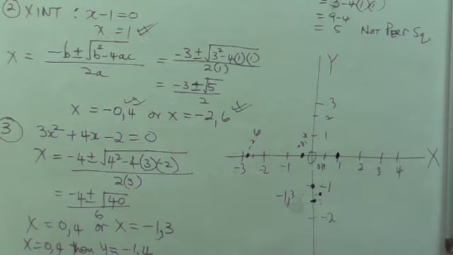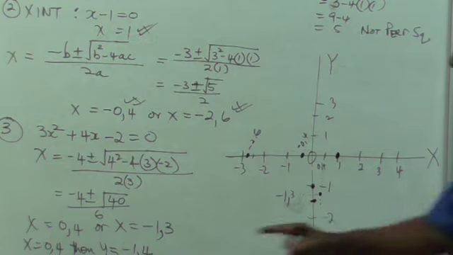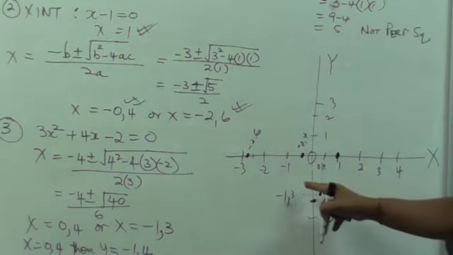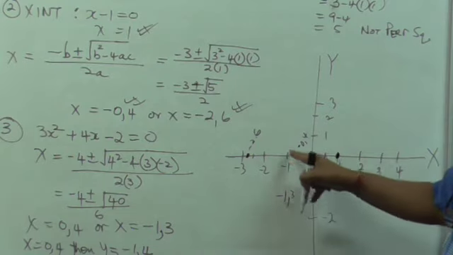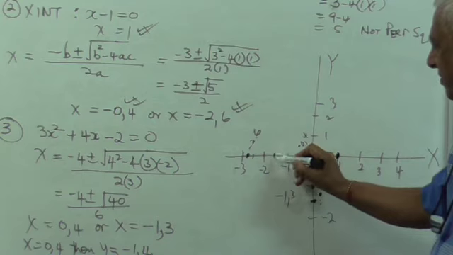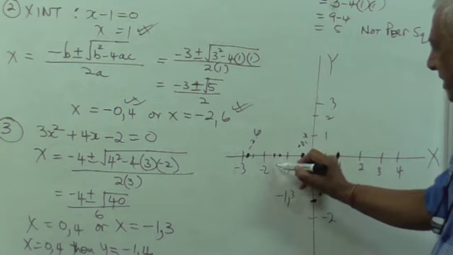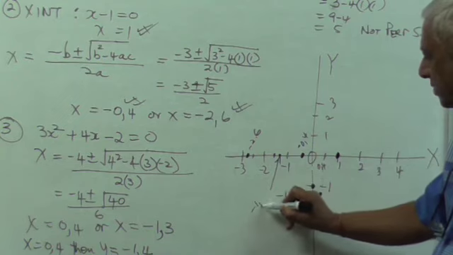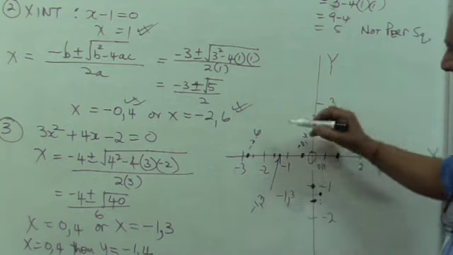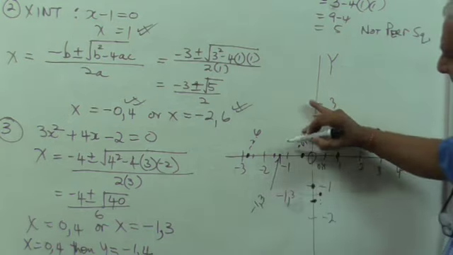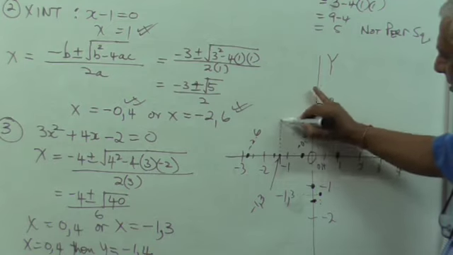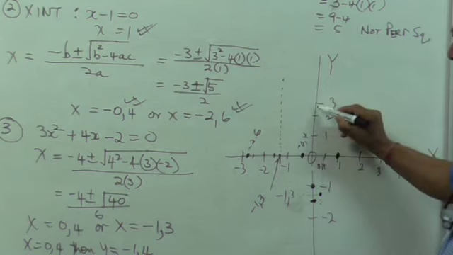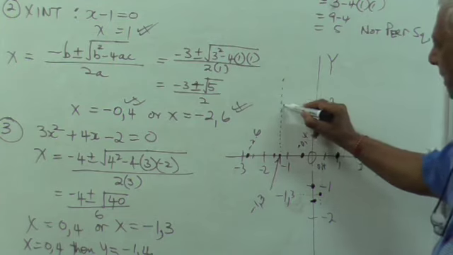Right, next we have to plot this one, minus 1 comma 3. So there is minus 1, x is minus 1, so minus 1 comma 5, minus 1 comma 3 will be here. So that's minus 1 comma 3 there. Minus 1 comma 3 and 2 comma 8, and 2 comma 8, it's here.